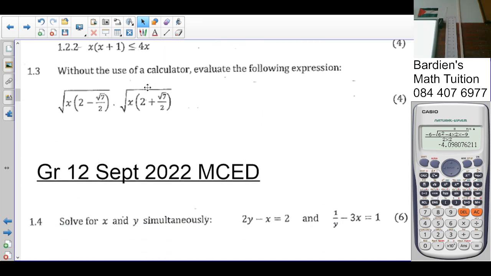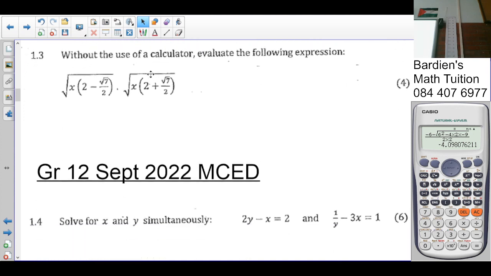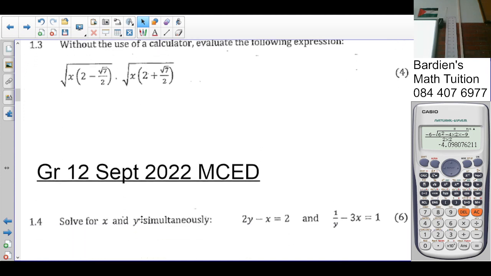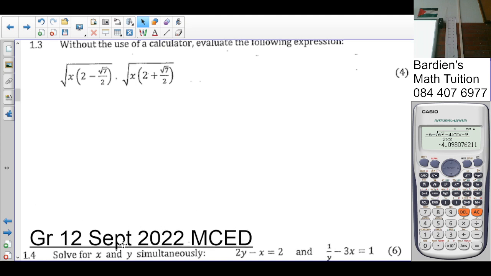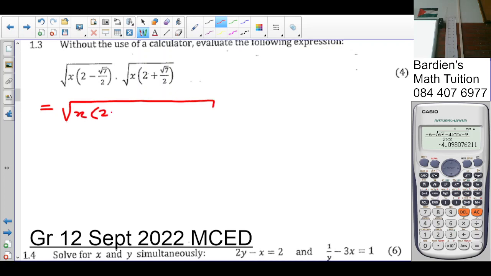Next question. In question 1.3, without the use of a calculator, evaluate the following expression. All you notice here is that both are under the square root, not so? So it can be written as the square root of x into (2 minus root 7) over 2 times x into (2 plus root 7) over 2.